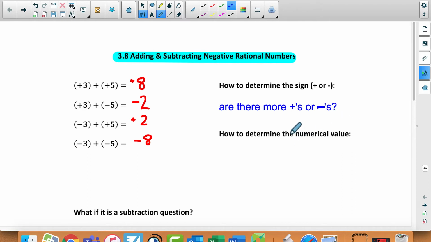Okay, the second question, how to determine the numerical value, like how to figure out whether it's 8 or 2, basically. Because I want you to look, in all these questions you have a 3 and a 5, 3 and 5, 3 and 5, 3 and 5. And do you see in this question here and in this question here, the numerical value, like don't worry about the sign, the plus and minus. If you just look at the 8, how do you get the 8 if you look at the 3 and the 5 and then the 8 and the 3 and the 5 and then the 8? You added them together, didn't you?